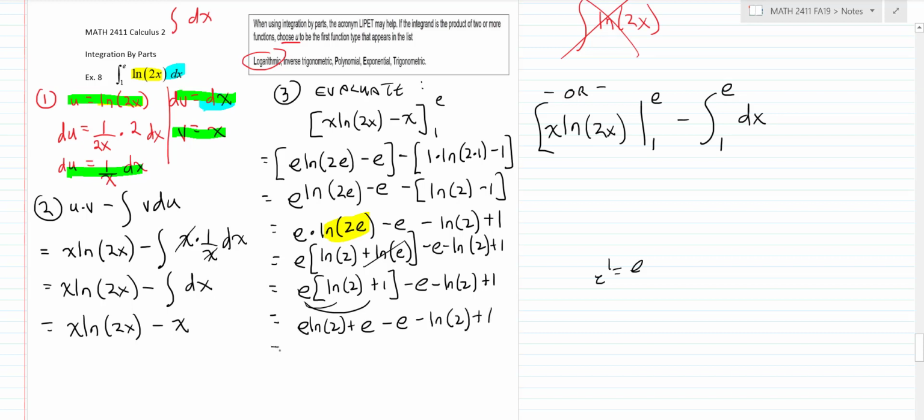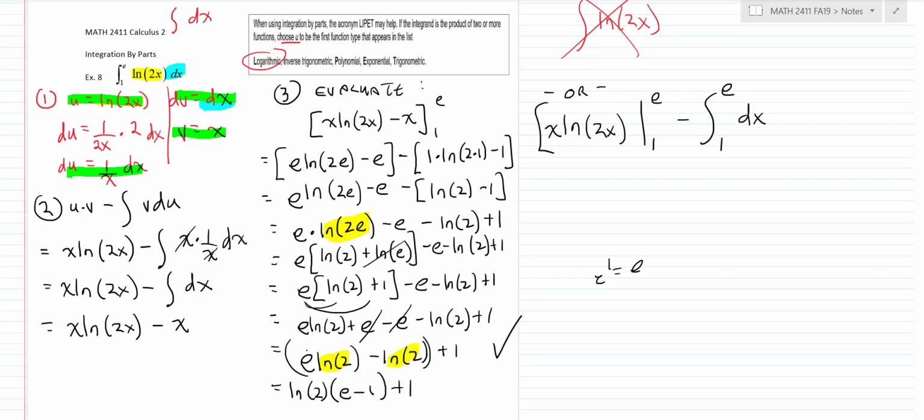So we get this. The e's cross out, so it looks like we get e times ln of 2 minus ln of 2 plus 1. And to me, that's okay if you stop there. You could also factor out an ln 2 just out of this part right here, and then write this answer as ln of 2 times e minus 1 plus 1. So either of these two answers is fine. Okay? So that's how you could do that.